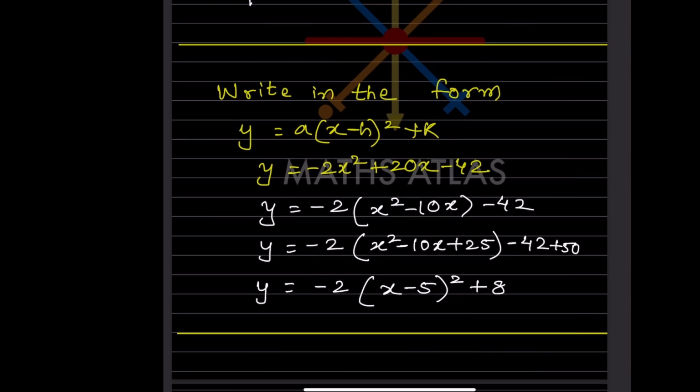So now you have the next one. Write in the form y is equal to a into x minus h square plus k. So this is the equation given.